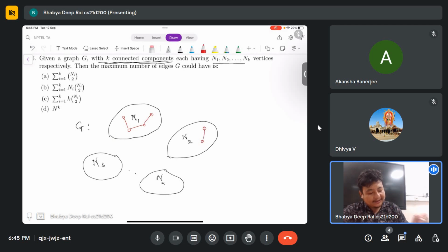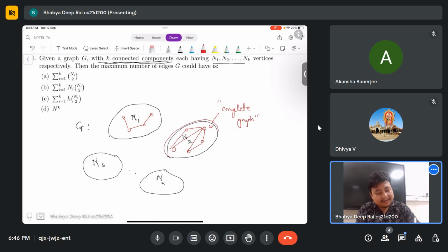And intuitively it does make sense that the number of edges is maximized if between every pair of vertices I put an edge. In other words, I make something like a complete graph, something like a complete subgraph. So I make the connected component a complete graph. Here too I make the connected component a complete graph.